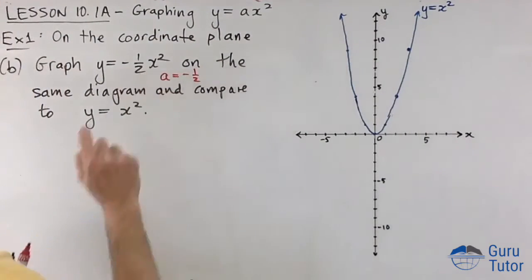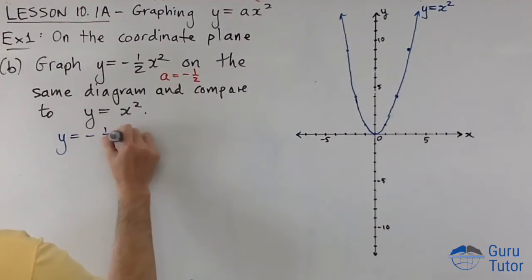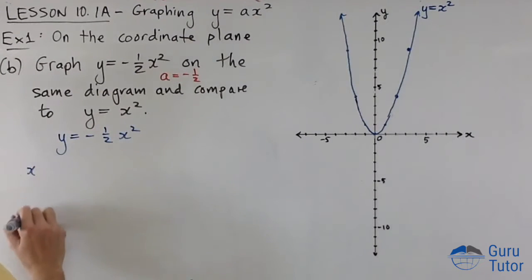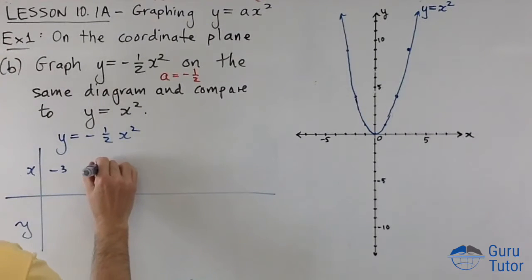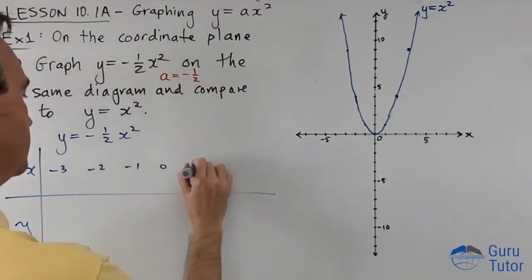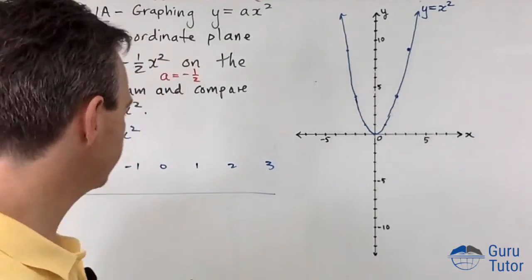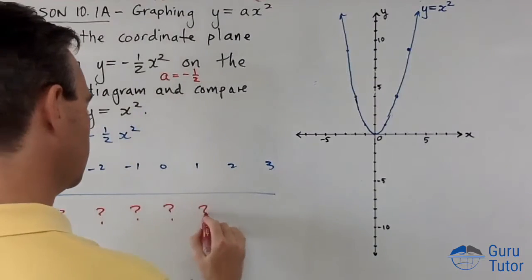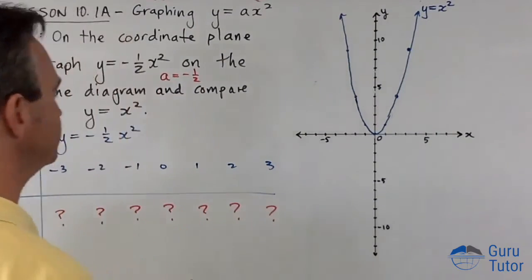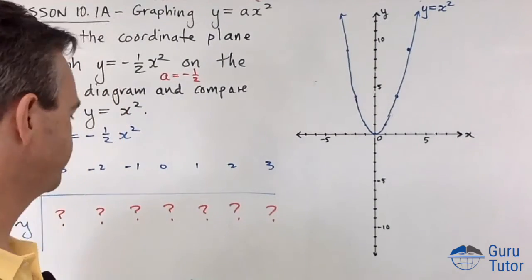So to graph this one, let's do another table again. So y equals -1/2 x squared. X, y, let's do the same values here. -3, -2, -1, 0, 1, 2, and 3. Again, I'll do a couple of examples for you to get the numbers. But what do you think is going to happen? Is it going to open up or is it going to open down? What do you think from what I was just telling you?